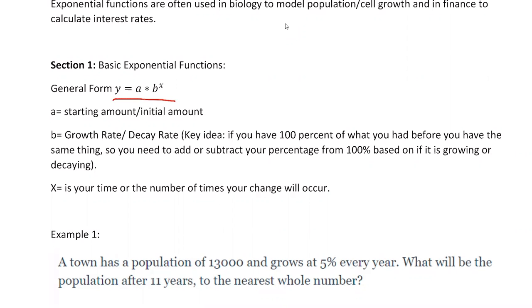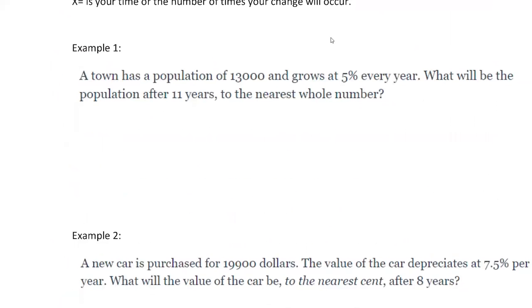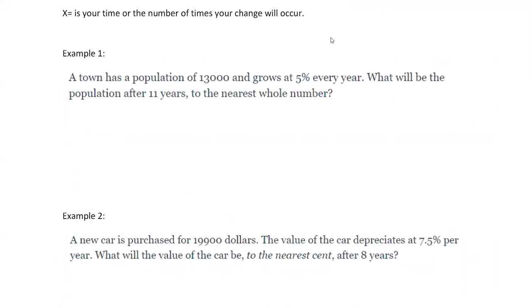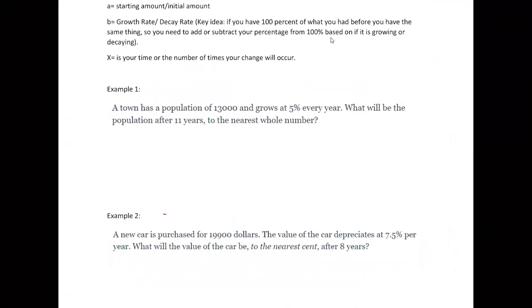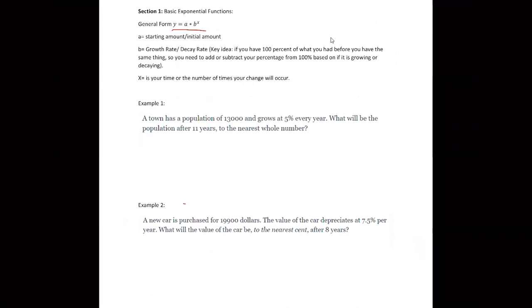And x is going to be your time, or more importantly, x is going to be how many times this is going to occur. So if you're decaying by 5% each year, how many times is that decay going to occur? Looking at our first example, and these are coming straight from the Delta Math section you'll be looking at, like I said, you're using this y equals a times b to the x formula. You just want to plug in what we have.